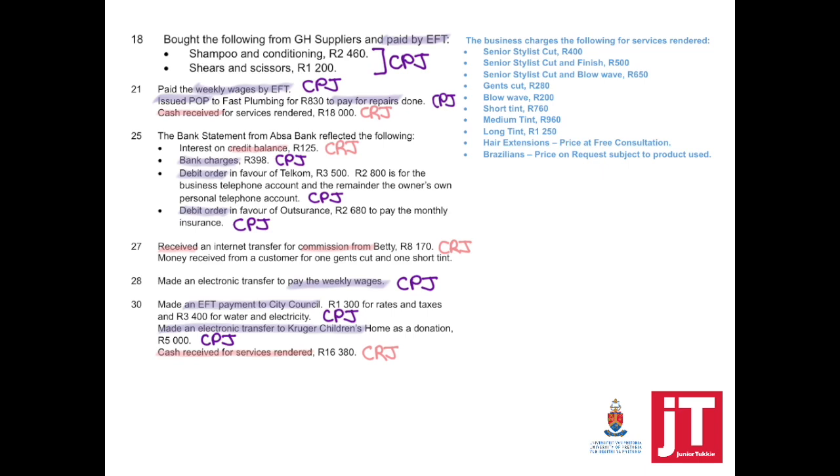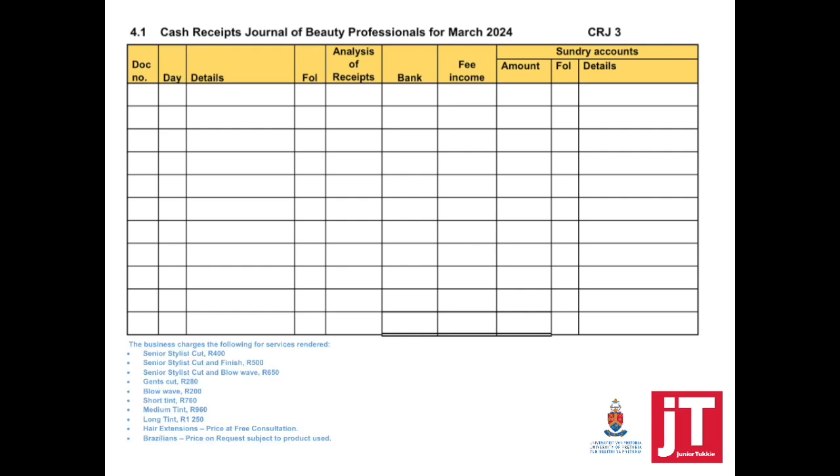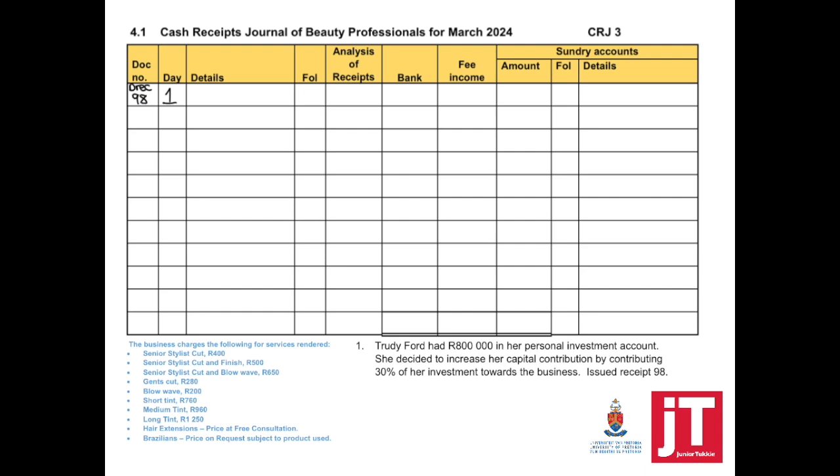So once you've sorted out all these transactions into which journal they need to go to, now we can complete the CRJ. So we start off with day 1. Trudy Ford had 800,000 in her personal investment account. She decided to increase her capital contribution by contributing 30% of her investment towards the business. Issued receipt 98. So we start off with, on day 1, document, duplicate receipt 98. From whom did we receive the money? Trudy Ford. And now there's a calculation involved.